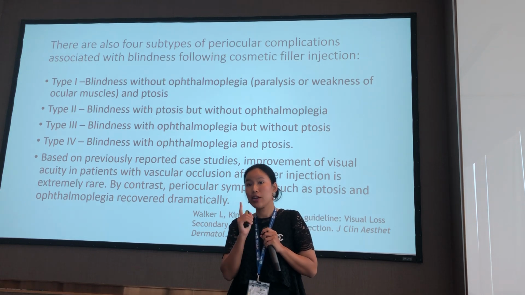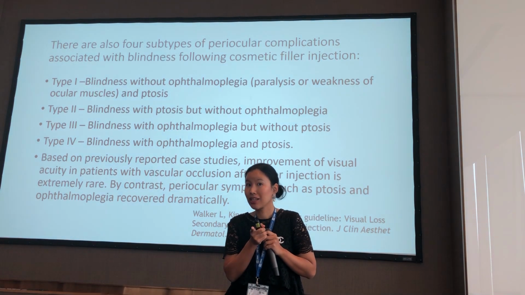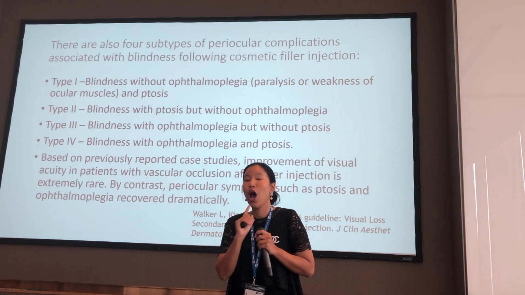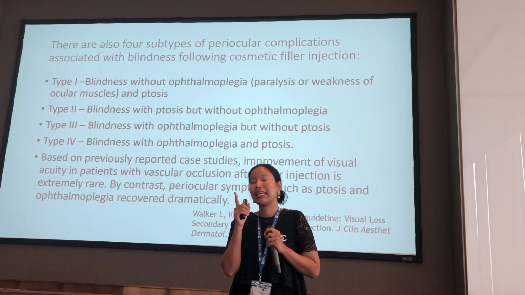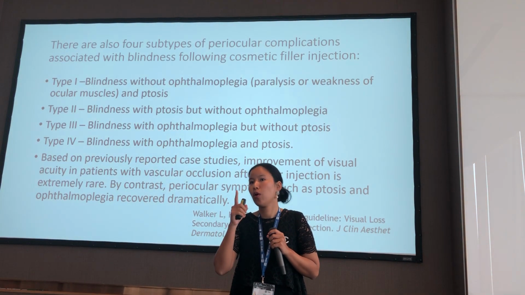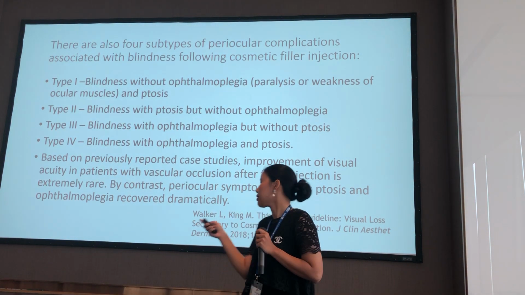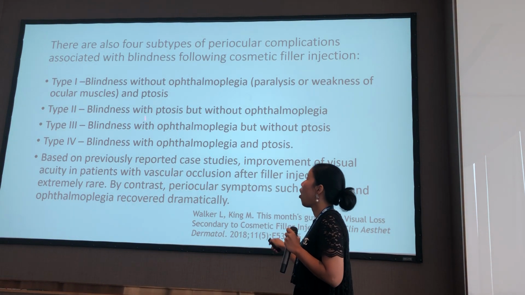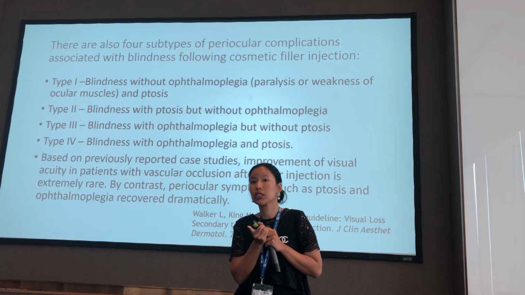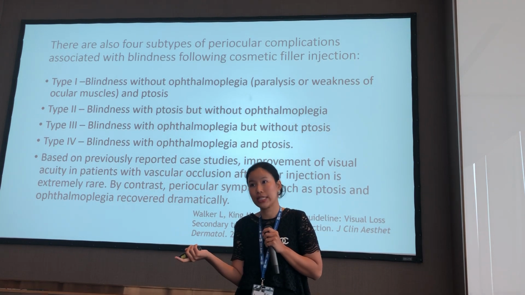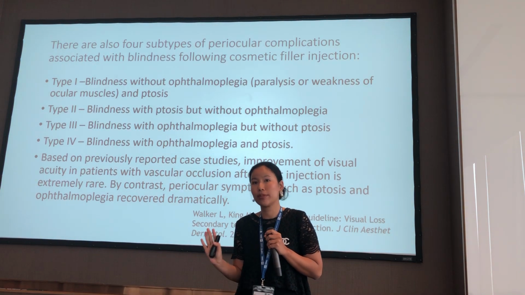For the blindness, the end organ damage is the retina, right? Retina can live without blood only 1 to 1.5 hours. But the organ damage of ptosis and ophthalmoplegia is in the muscles, which can live longer without oxygen. So this is the reason behind this.